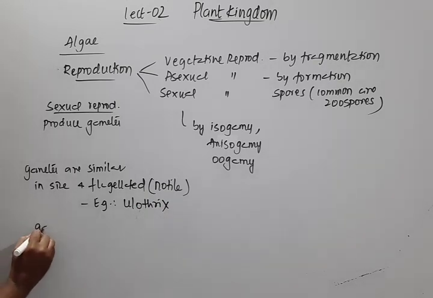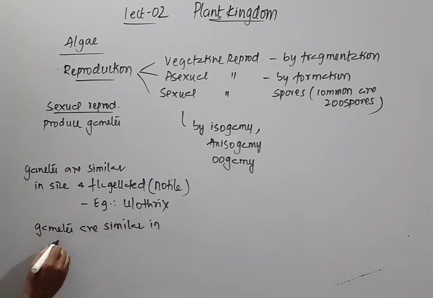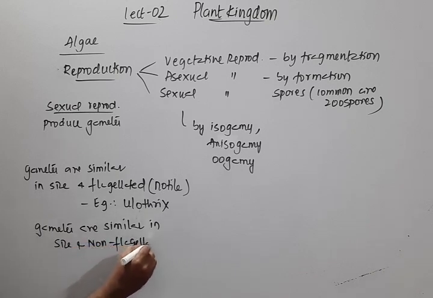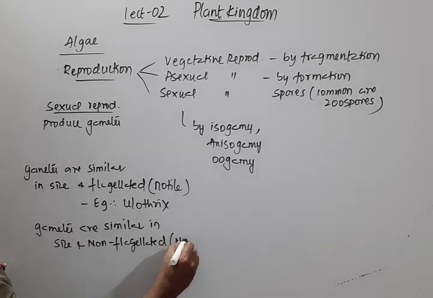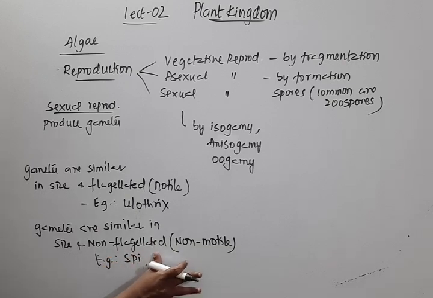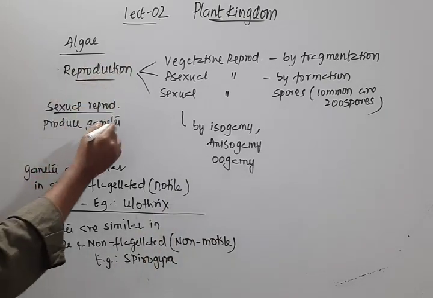Then in some cases the gametes are similar in size and non-flagellated. If they are non-flagellated, they will be non-motile, meaning they don't have the ability to move, and such a type of fusion of gametes can be seen in the case of Spirogyra.